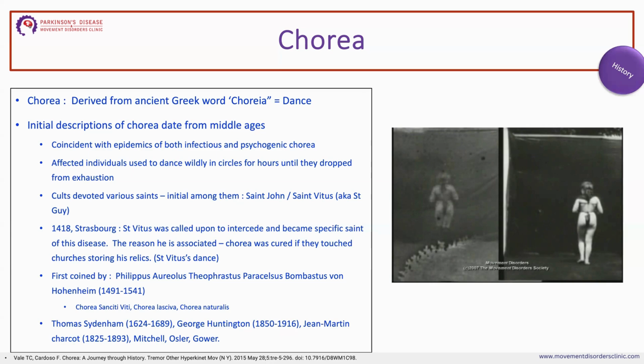Officially, for the first time, Philippus Aureolus Theophrastus Paracelsus Bombastus von Hohenheim coined the term Chorea sancti Viti, and he gave it different varieties of names based upon the underlying cause. Thomas Sydenham, between 1684 and 1689, George Huntington, Jean Martin, Osler, and Gowers all discussed various forms of chorea, and with that, chorea has become a prominent movement disorder over time.